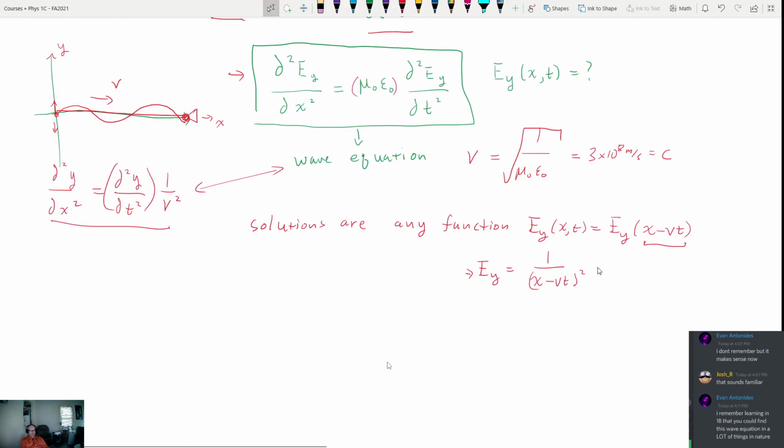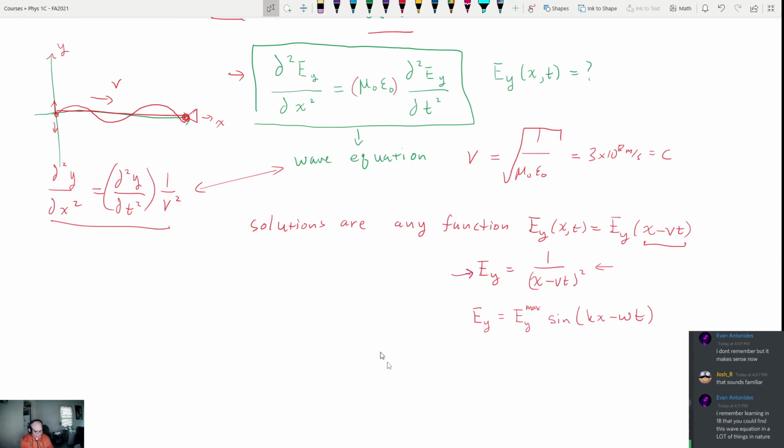So I'm going to prove to you that this, and any function in general that has this form, it could be 1 over x minus vt cubed, it could be 1 over x minus vt to the i times pi, it just doesn't matter. Anything that has this form, right? The one that you're going to see most frequently is going to be looking like this. We're going to talk about sinusoidal waves, and the equation we're going to get is going to look something like this, where omega is the angular speed and k is this. This will also satisfy the wave equation. We can test it. But let's prove that this one satisfies the wave equation first, okay?